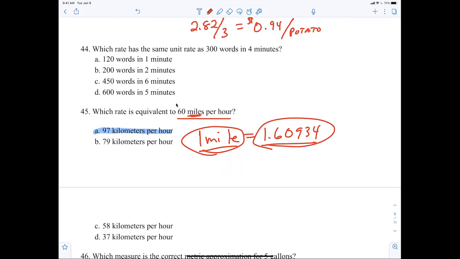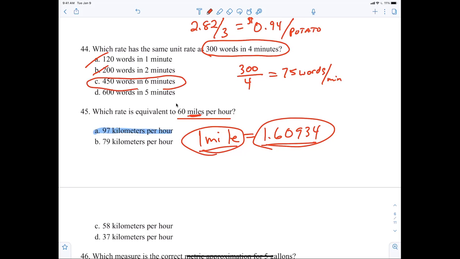Graham, you get to do 44. So, which rate was the same unit rate as 300 words in 4 minutes? So first of all, I want the unit rate for 300 in 4 minutes. What would that be? What do you divide? 300 divided by 4, so you're going to do 75 words per minute. So now you just do the same thing with A, B, C, D. So it's definitely not A, or B. It's C. Definitely C. You all right with that?